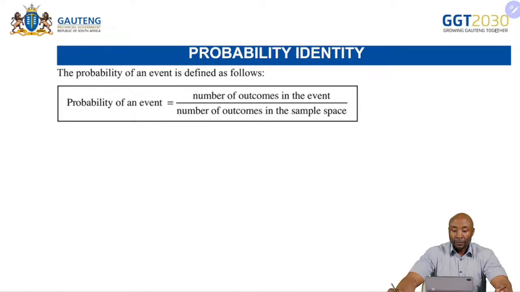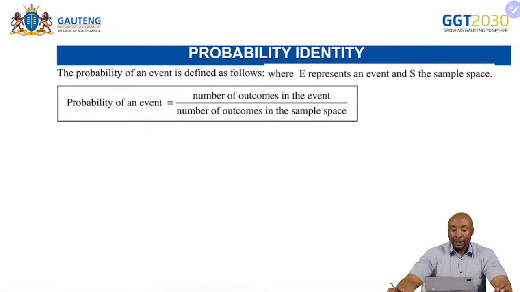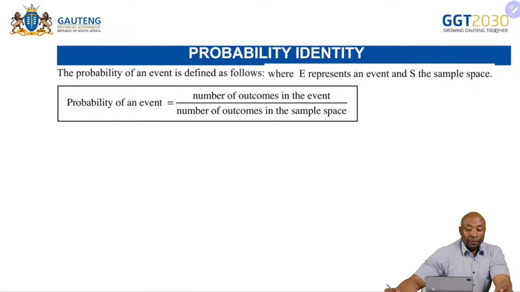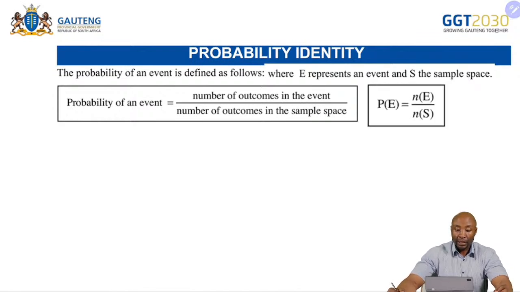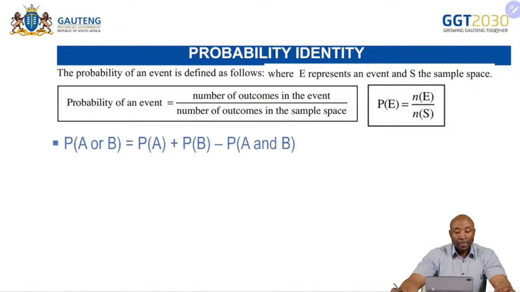Now, the probability of an event, we said, is given by the number of times or outcomes for that particular event over the total number of all outcomes in our sample space. And we can use the notation on the right where we are saying P of an event is given by the number of times an event occurs over the number in our sample space.